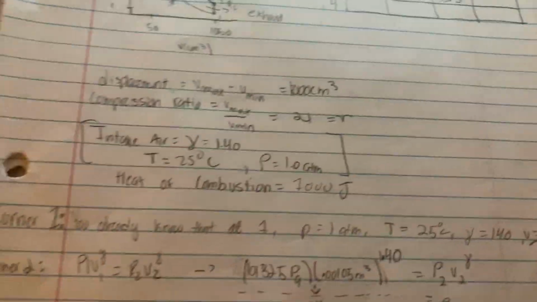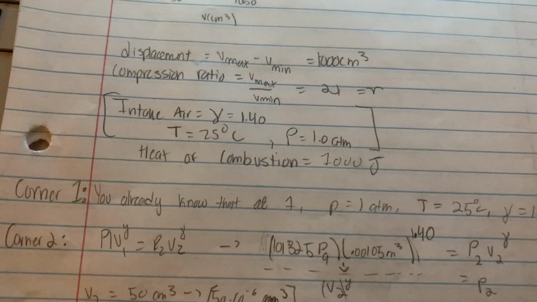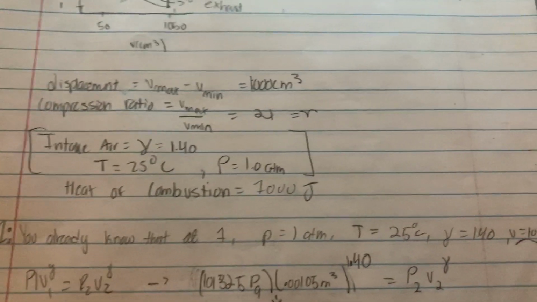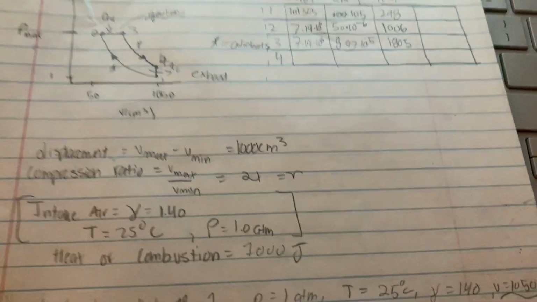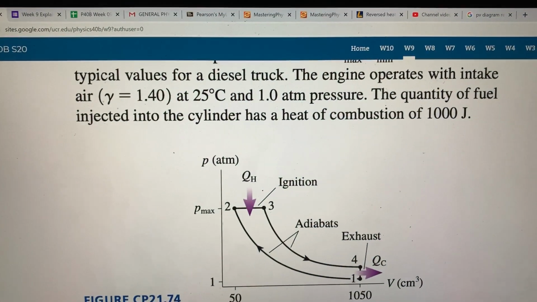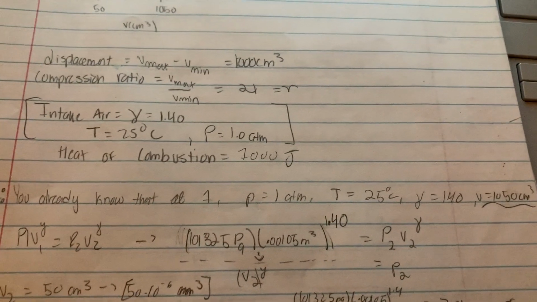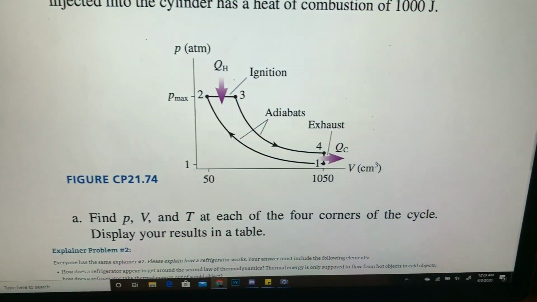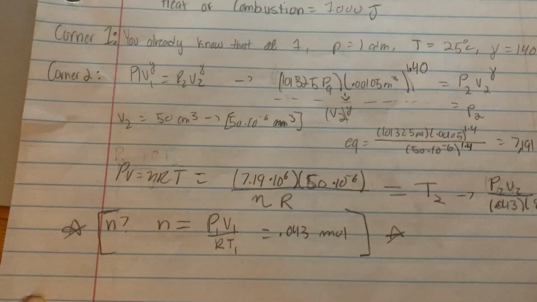So your first corner, you already know that at 1 your pressure is 1 atmosphere, and like the problem up here says, at 1 atmosphere pressure you have 25 degrees Celsius, so that's your temperature. And then your volume is also stated right there at the bottom, 1050 cubic centimeters. You're just going to do all those conversions, and that's your first row in your table.